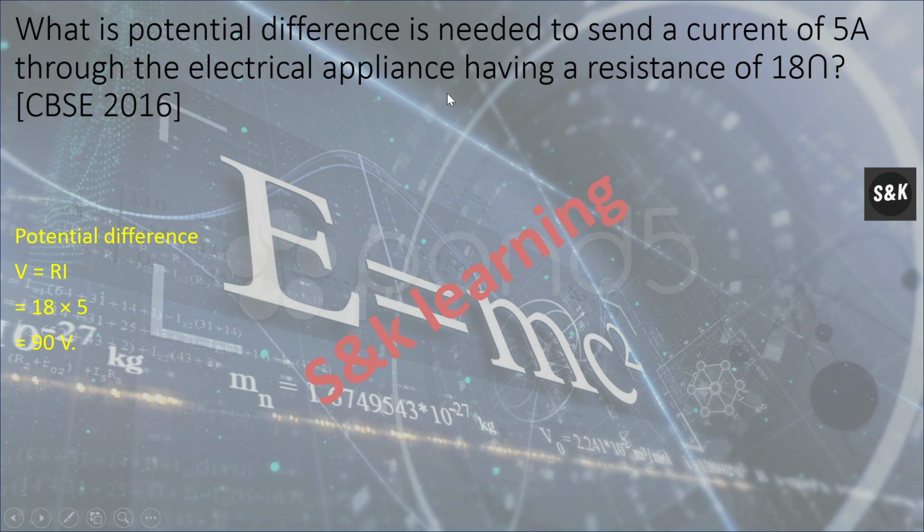What potential difference is needed to send a current of 5 A through an electrical appliance having a resistance of 18 ohm? Potential difference V equals I R, that is 18 into 5, we get 90 volt.